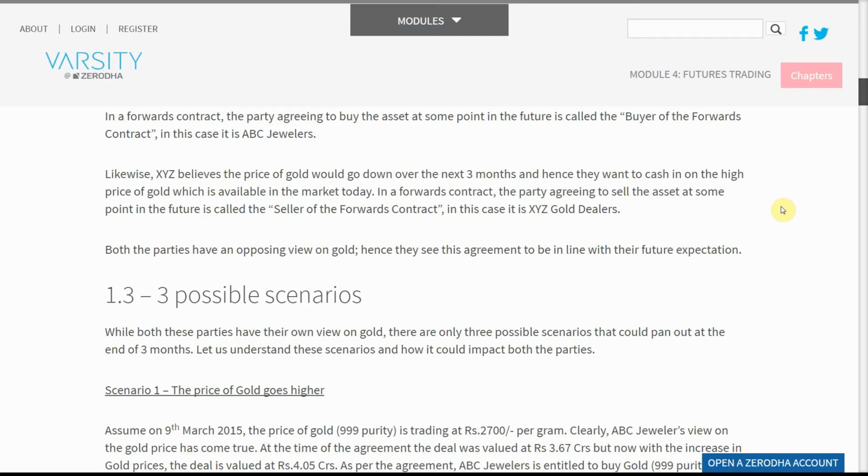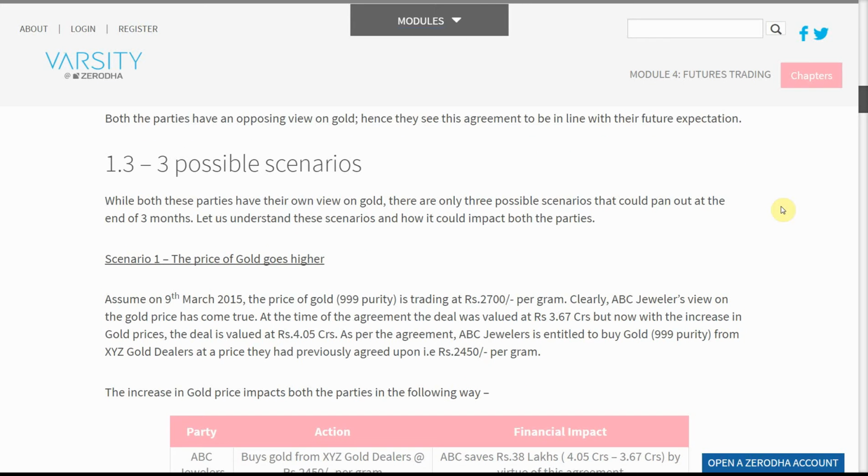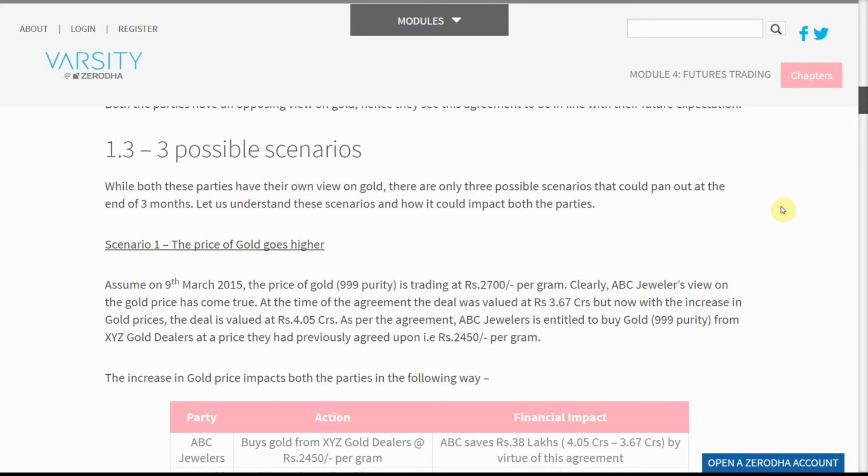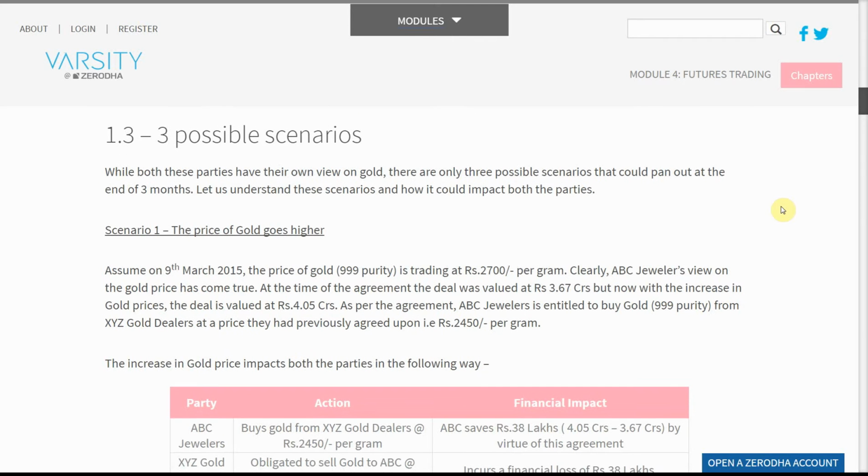Both the parties have an opposing view on gold. Hence they see this agreement to be in line with their future expectation. 1.3 Three possible scenarios. While both these parties have their own view on gold, there are only 3 possible scenarios that could pan out at the end of 3 months. Let us understand these scenarios and how it could impact both the parties.